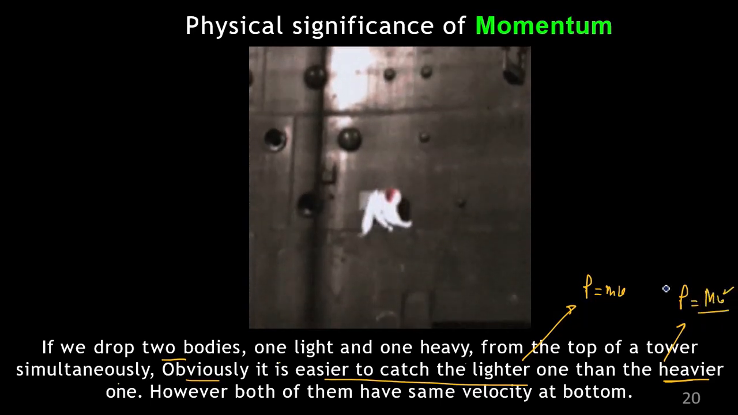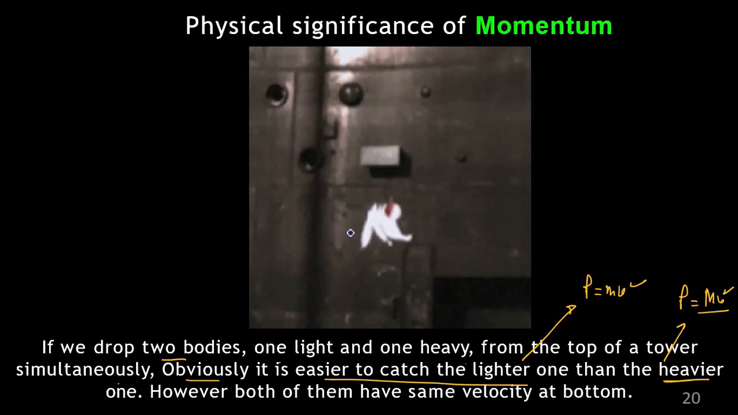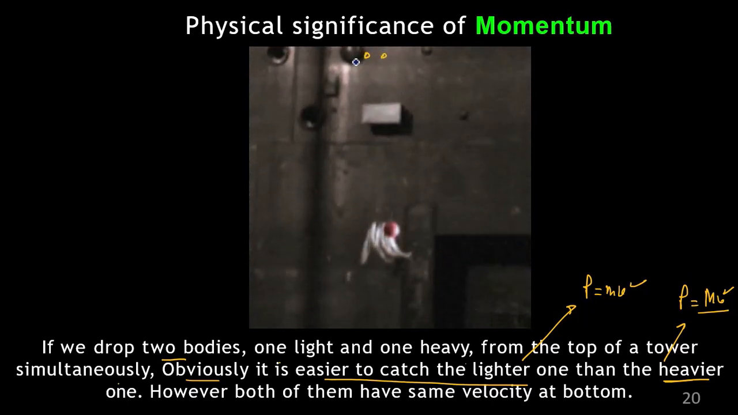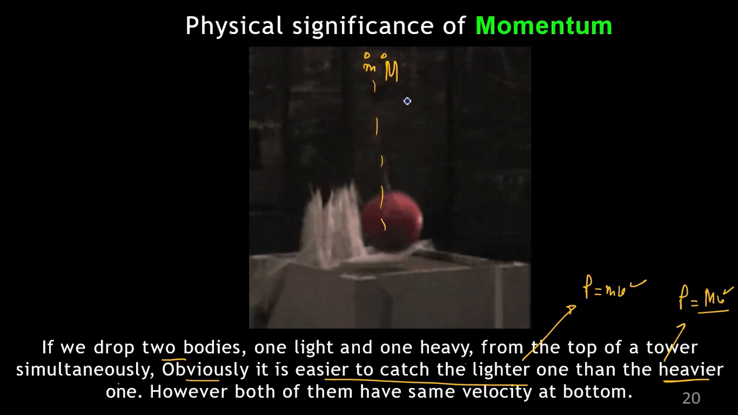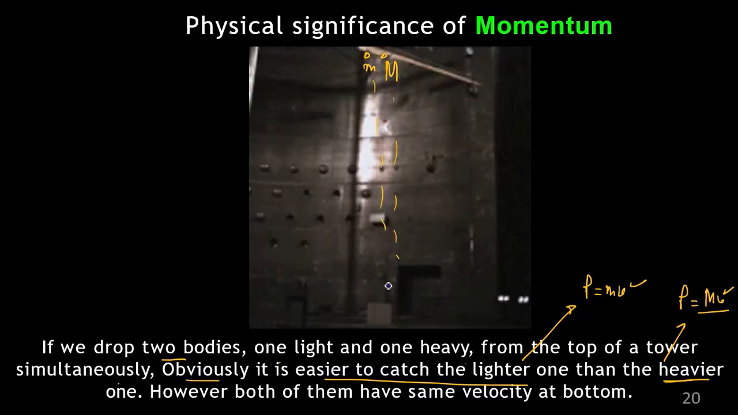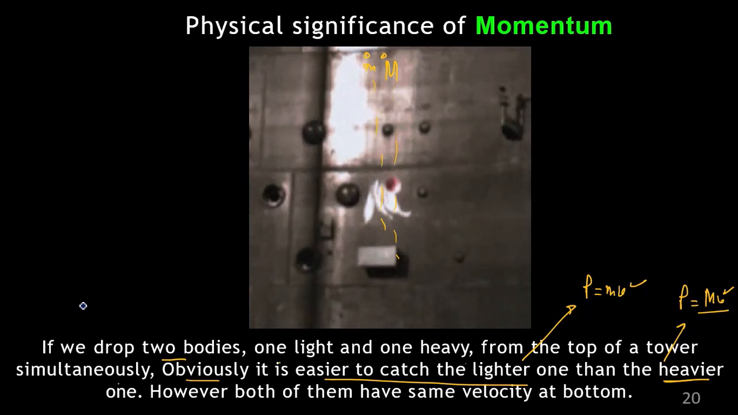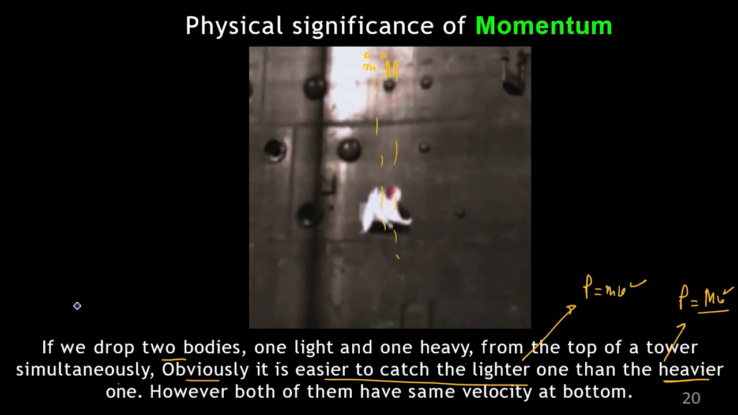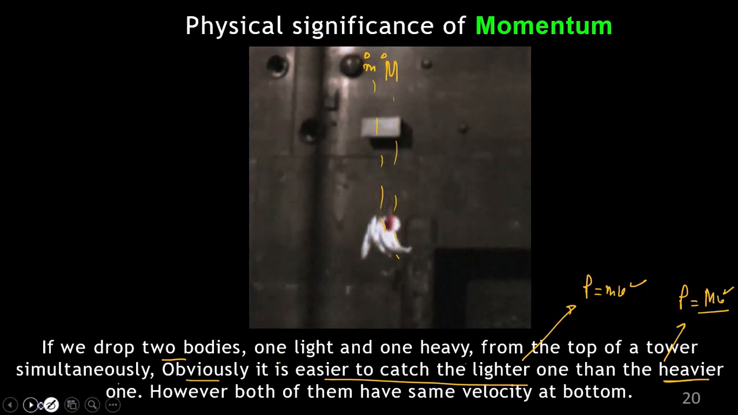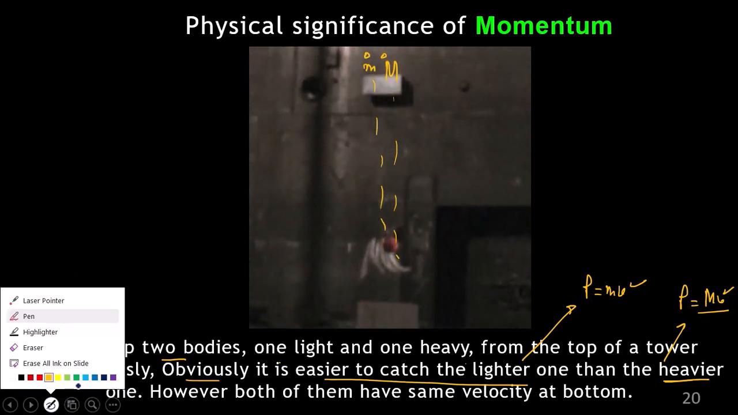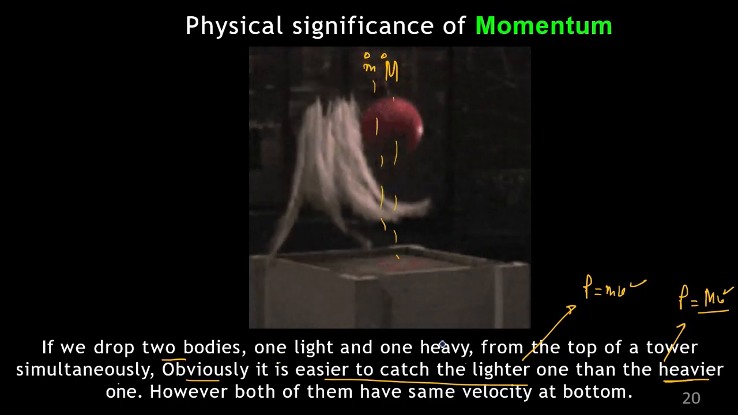Both the particles attain the same velocity. Once I drop the particle of small mass m and the other of mass capital M, and both fall by a distance h, both attain the same velocity. So heavier mass means more momentum. More momentum means it is quite difficult to catch that particle, right? Because it imparts more force.